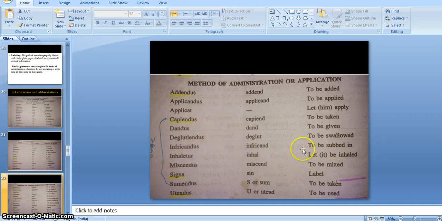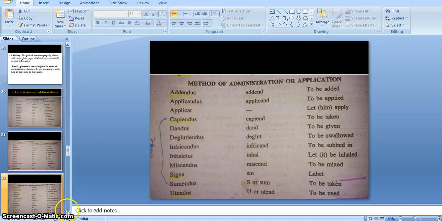Infricandus, that is to be shooded in. Then inhalator, then let it be inhaled. Miscendus, that is to be mixed. Signa, that is label. Sumendus, that is to be taken. Utendus means to be used. Okay, this is the method of administration.